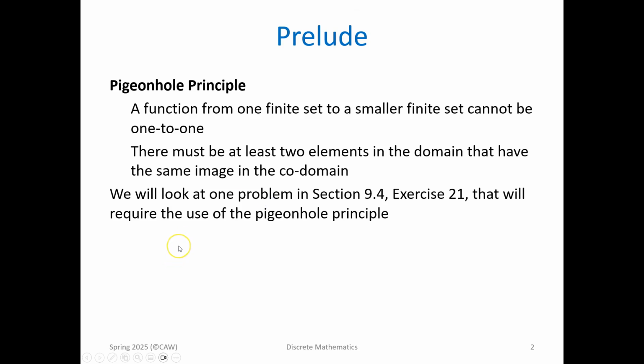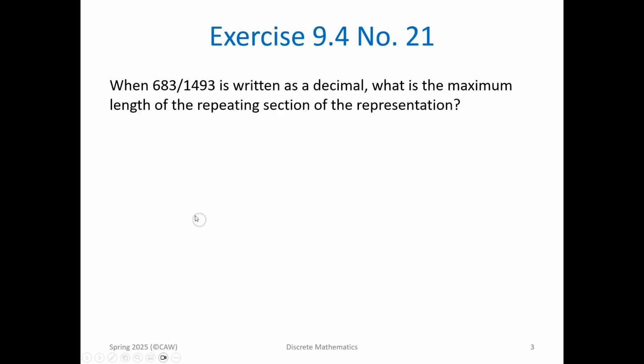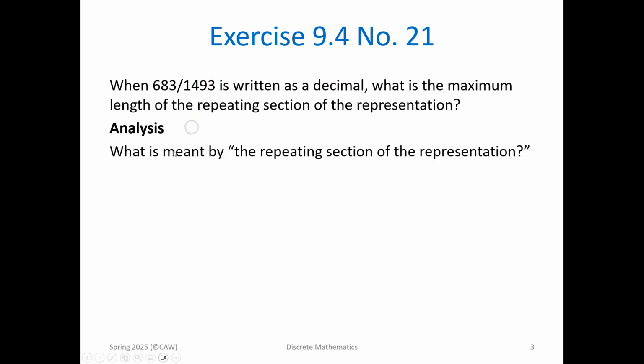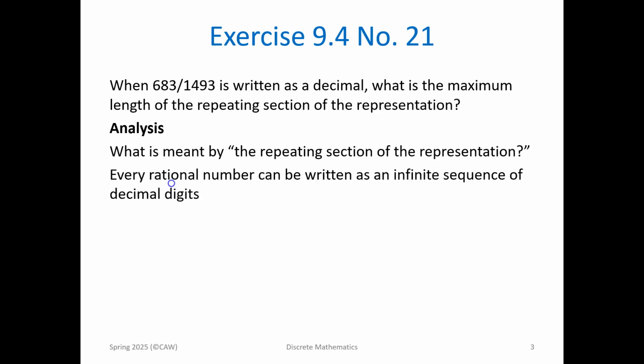We're going to look at one problem, and as I already stated in the title, it's in section 9.4, and it's exercise 21. And it indeed will require the use of this pigeonhole principle. Here's the exercise. When 689 divided by 1493 is written as a decimal, what is the maximum length of the repeating section of the representation? So we need to talk about this. What do they mean by the repeating section of the representation?